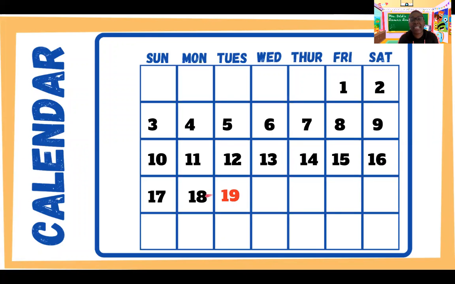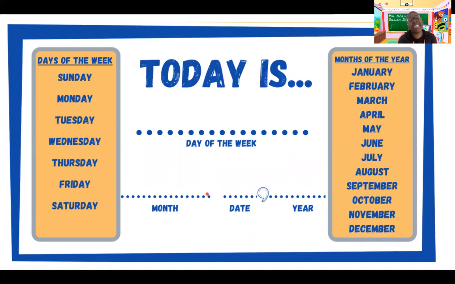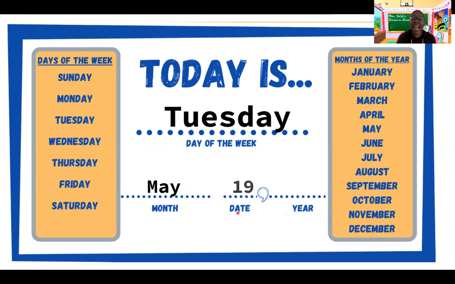Great job, guys. So let's say our date together. Remember, when we say the date, we start with the day of the week, and then we say the month, the date, and then the year. Let's try it. Today is Tuesday, May 19th, 2020. One more time. Today is Tuesday, May 19th, 2020.